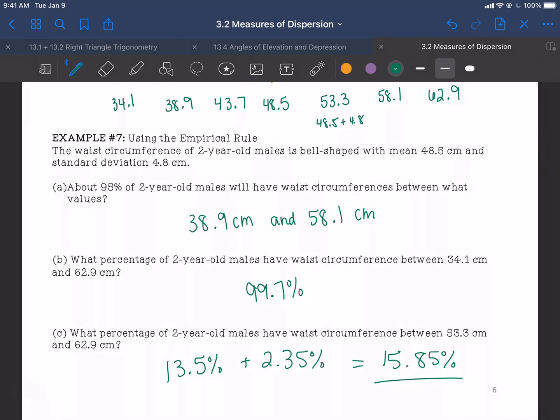So you could find the actual percentage that lie between, but this is specifically using the empirical rule to estimate those percentages, which tend to be really close to the actual value if it is bell-shaped. Okay? And there you have measures of dispersion.